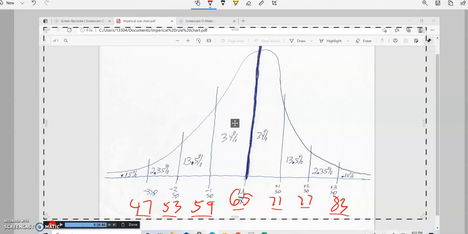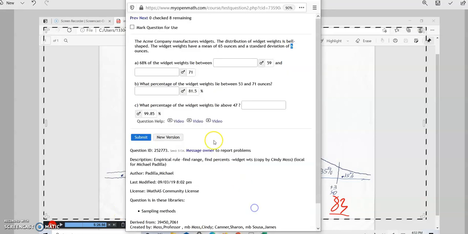Now you'll be able to answer every question. So do that first for every problem in the empirical rule. Start with the mean, add, add, add, subtract, subtract, subtract. Then you'll be able to answer any question they could throw at you.